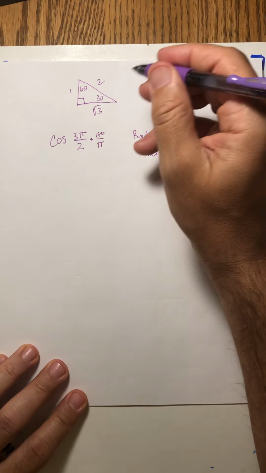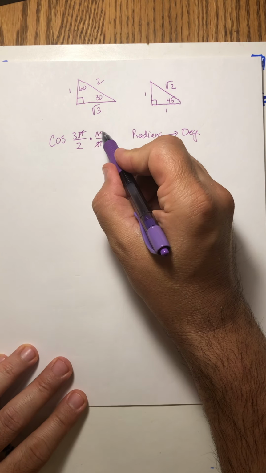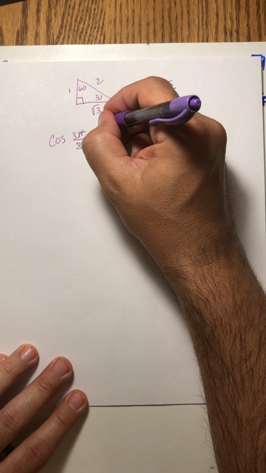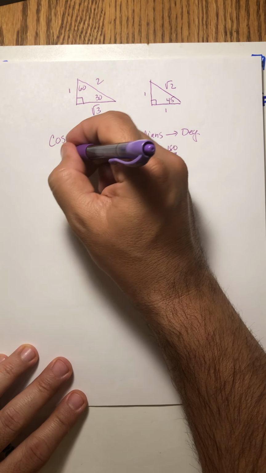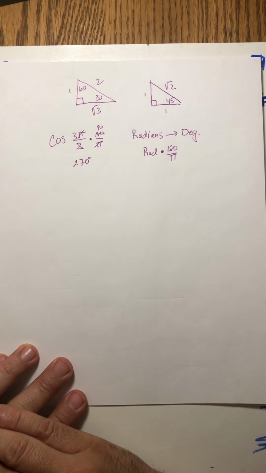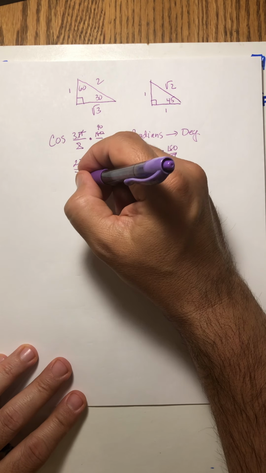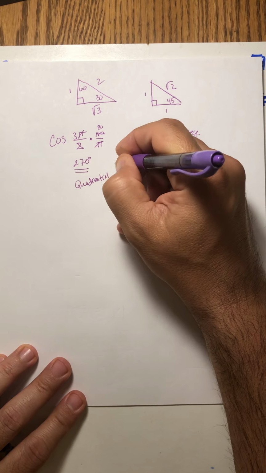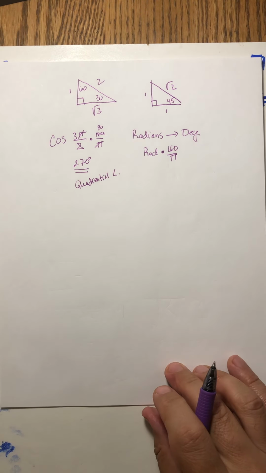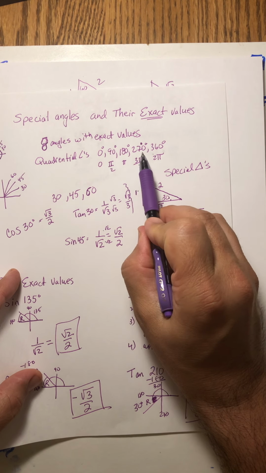Through miracles of modern mathematics, the pi's cancel. 2 goes into 180, 90. 3 times 90 is 270. Uh-oh. What the heck is 270 degrees? You need to recognize this as a quadrantal angle. That's a quadrantal angle. Remember that? Quadrantal angle, 270.